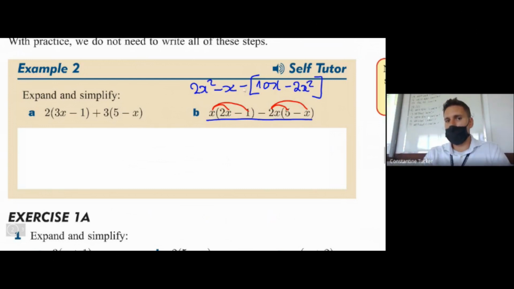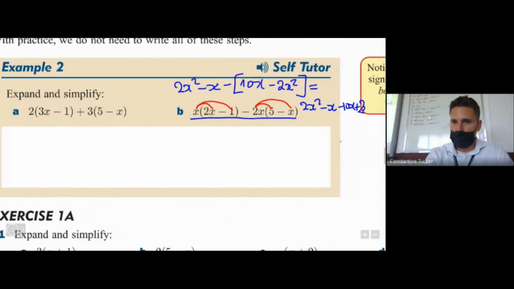But now, because we have a minus in front of this entire thing, we have to change all of the signs we get. So we get, let me just create a bit more space. Let's do it down here. So we get 2x squared minus x minus 10x. But then this minus and this minus here will change to a plus 2x squared. Let me just go a bit more to the right so we've got space to write. Plus 2x squared.